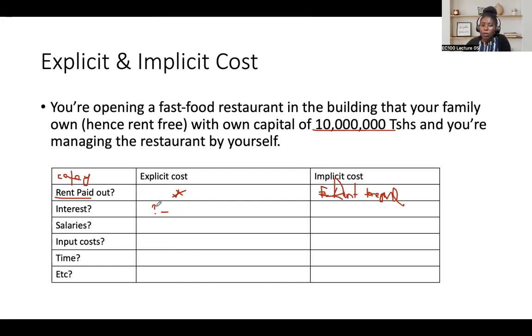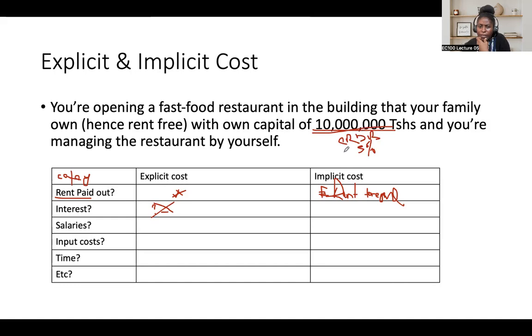But here it's your money. However, because you had this money, if it was in the bank, you would be receiving some interest. Let's say you are saving this money in some bank, let's say CRDB, and they give you 5% for your savings. So 5% of this is how much?